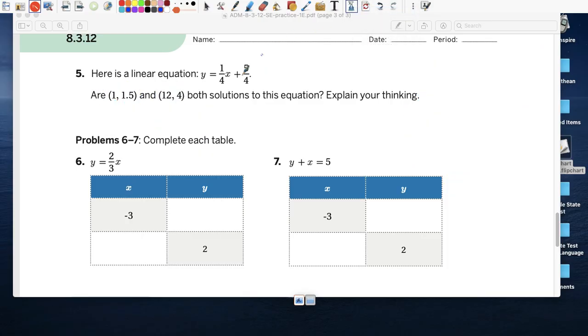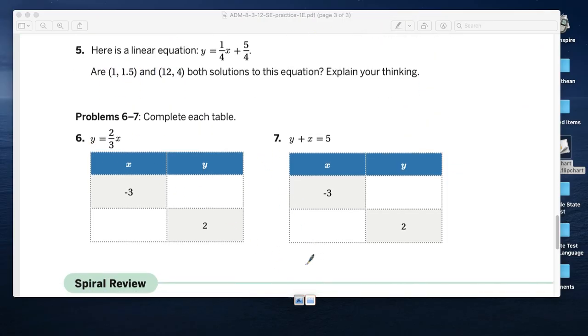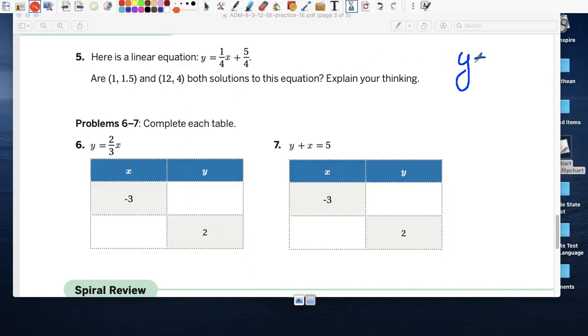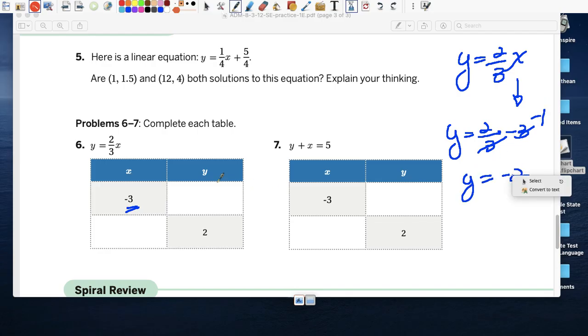Alright, so this one we have to just plug it in and solve. So let's try the first one. Y equals 2/3 x. And they're saying that x is -3. So wherever you see x, I'm going to change this to -3. So y equals 2/3 times -3 becomes -1. Y equals -2.